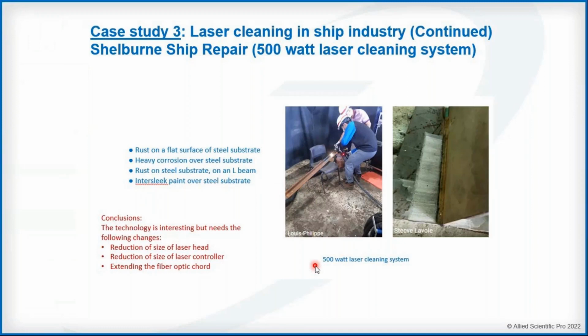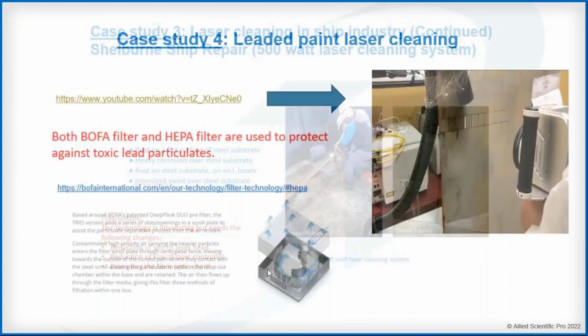So after all these operations, we got some feedback from the Irving staff, that this is all very good, but it would be nice to reduce the size of the laser head and the laser controller, which we have done in generation 2. And also it would be nice to extend the fiber optic cord, so make it longer. So these are some new design ideas that we got as feedback from Irving.